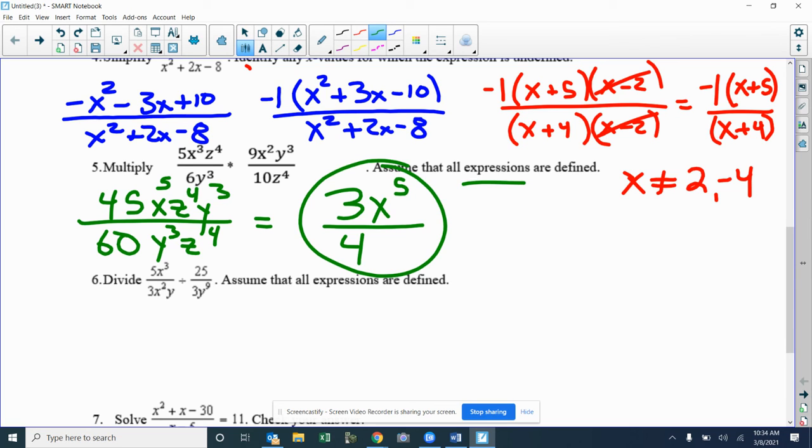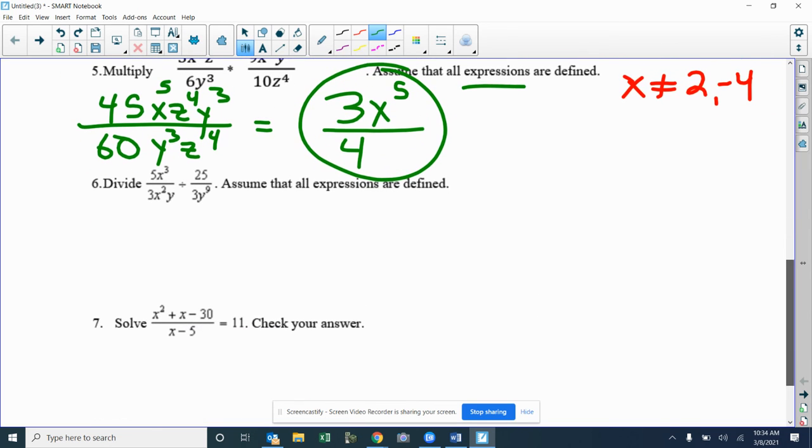Assume all expressions are defined. You don't have to worry about where the denominator goes to 0, so that's great. You don't have to worry about that. Good there?